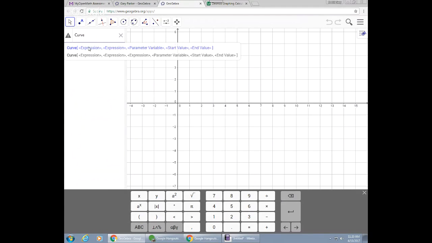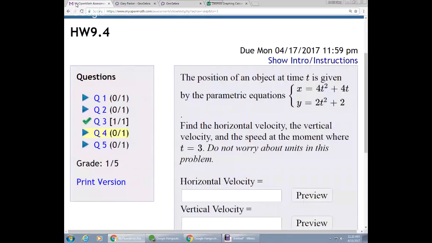And it wants to know what's your x expression, what's your y expression, what's your parameter, where do you want your parameter to start, where do you want your parameter to end. So it's just a different way of going about it. So I'm going to do the curve function. Okay, so my x was 4 times t squared plus 4t, right? Plus 4t, everything's plus, yep.